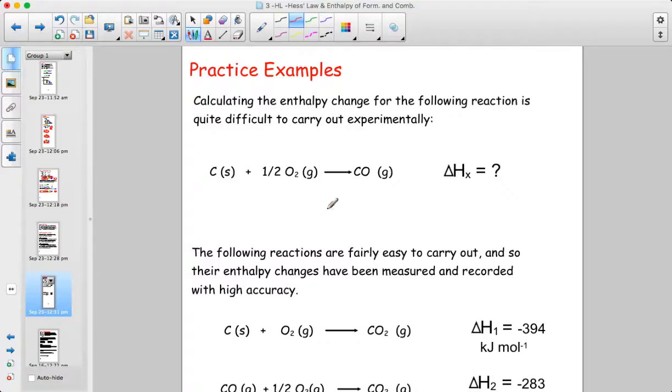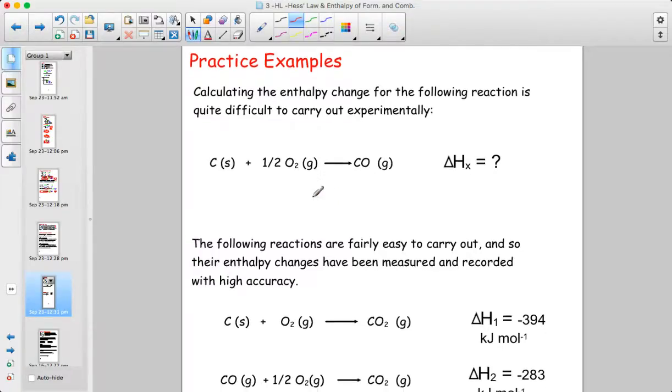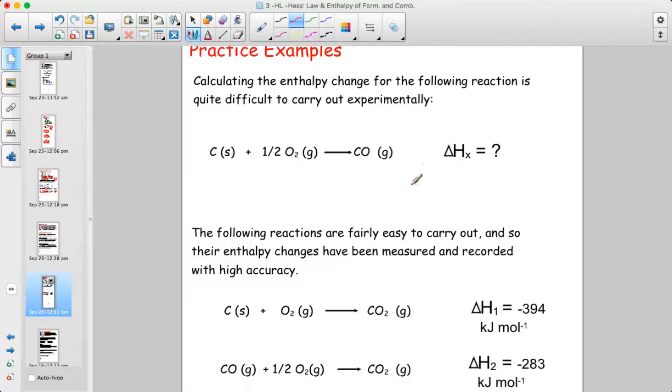Okay, so practice examples, just as an initial one. Calculating the enthalpy change for this reaction here is really tricky to carry out experimentally: carbon reacting with oxygen to produce only carbon monoxide. We know that if we burn carbon in oxygen, we make carbon dioxide, and we can incompletely combust it and make some carbon monoxide also. But forcing carbon to only produce carbon monoxide when it burns is pretty tricky. So this is a questionable, tricky enthalpy change to measure experimentally, but we can solve for it with other enthalpy change values that are really simple to carry out experimentally.